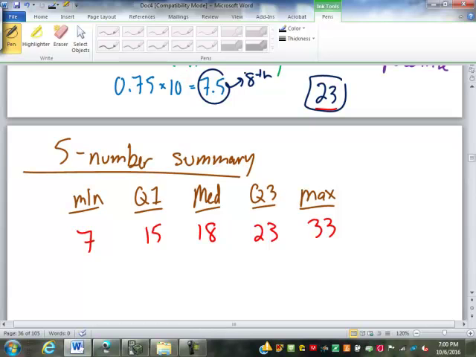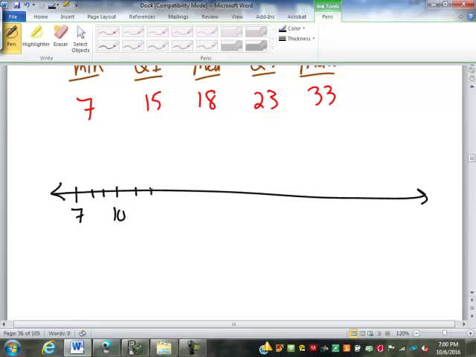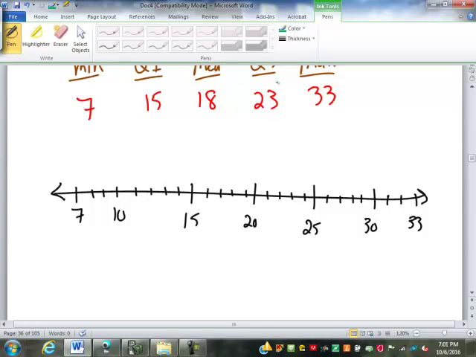Now, this next little part might be a little bit deep, but I want to show it to you anyway. Remember, we talked about a distribution, that bell curve being over a number line. The 5-number summary is also over a number line. So we have to number our number line from the smallest number to the largest number, evenly spaced. And I'm going to mark each of these items of the 5-number summary above the number line.